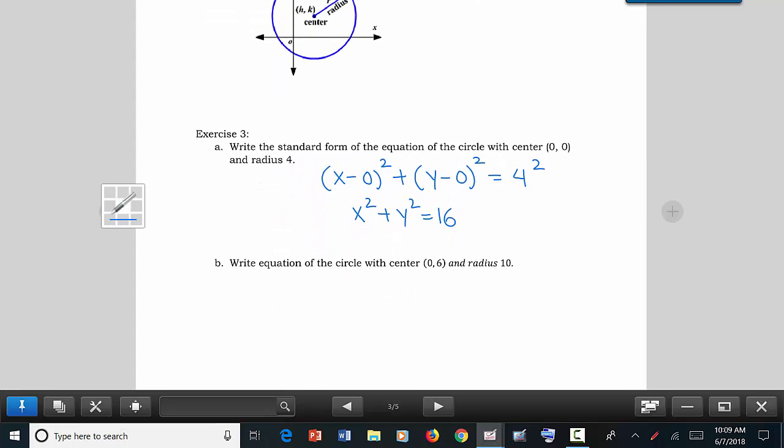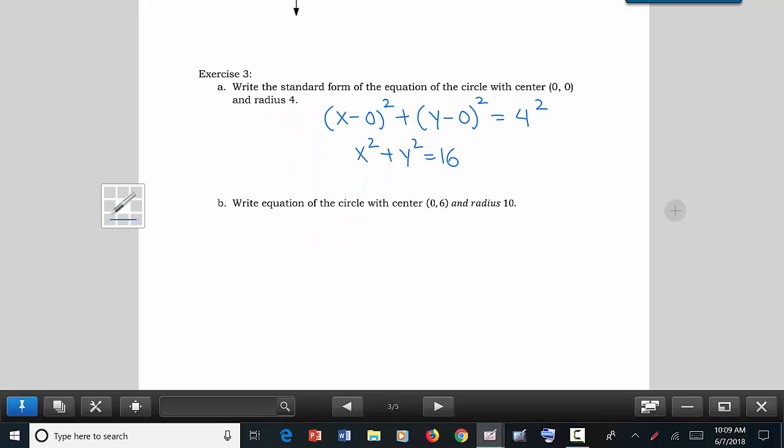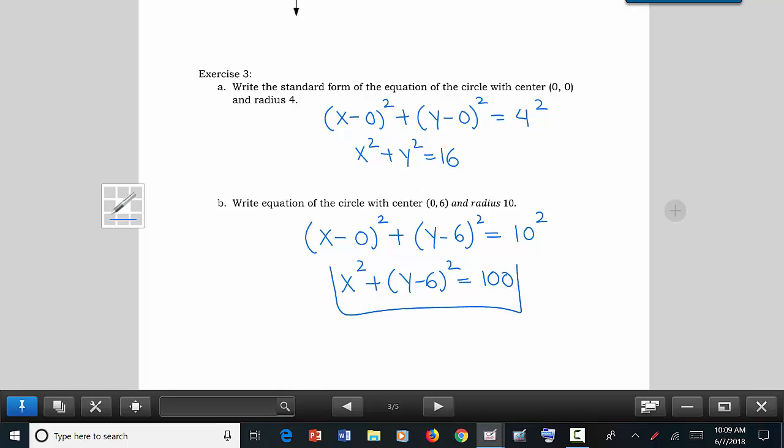Again, it is coming from the distance formula. Now here, x minus the x-coordinate of the center, which is 0, squared, plus y minus the y-coordinate of the center, which is 6, squared, equals the radius squared, which is 10 squared. So we got x squared plus (y minus 6) squared equals 100. And that is the final answer.